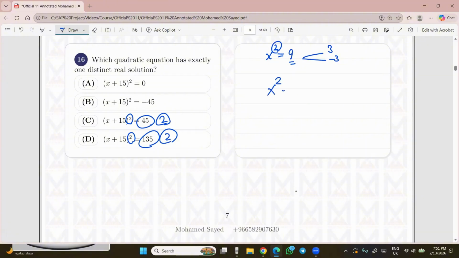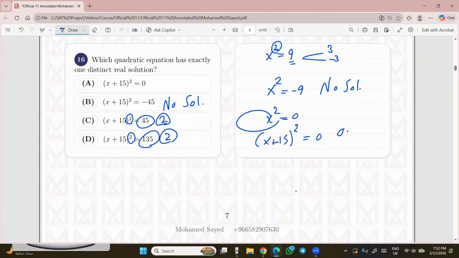What if x squared is equal to negative 9? We have no solution, because this is a negative number. We cannot get the square root of a negative number. So here, zero solutions or no solution. But the only case that gives one number is when x squared is equal to 0, or something squared is equal to 0, like x plus 15, whatever the number is, squared is equal to 0. This is only one solution. So that happened in option A only.